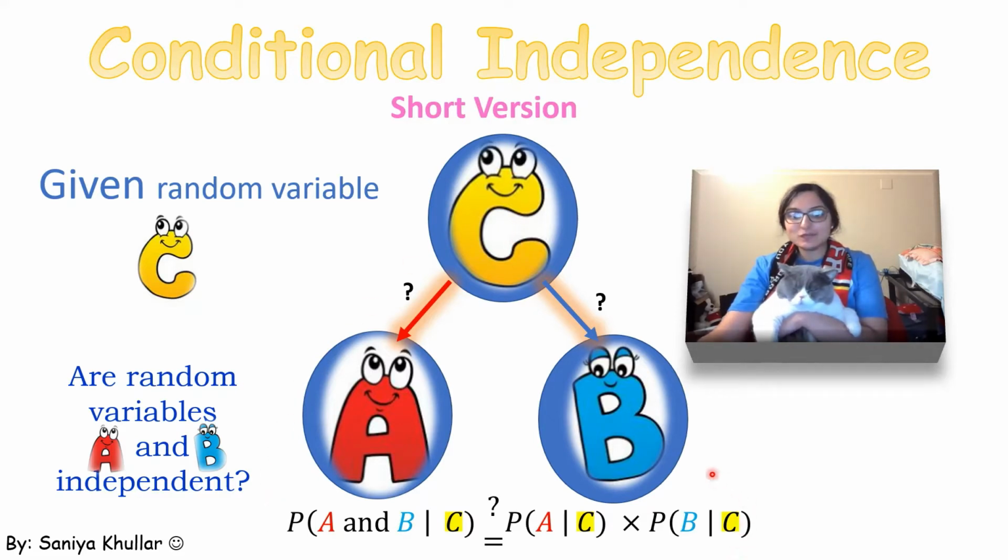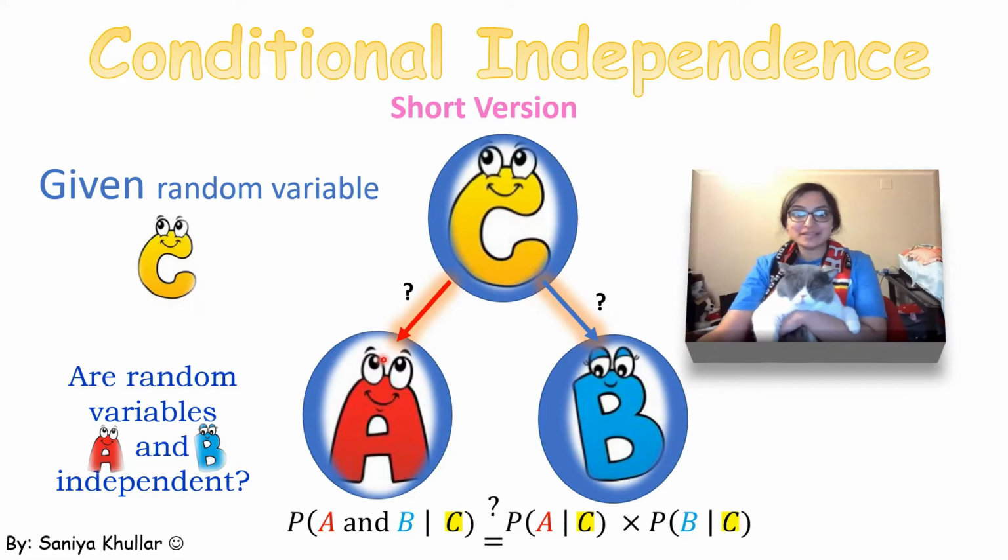So the formula that we'll be using is to see if the probability of A and B, given that C has occurred, is equal to the probability of A given C multiplied by the probability of B given C, for all values of A, B, and C. So this is sort of what this represents.